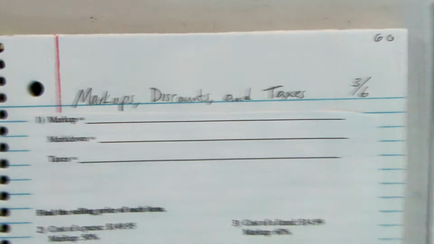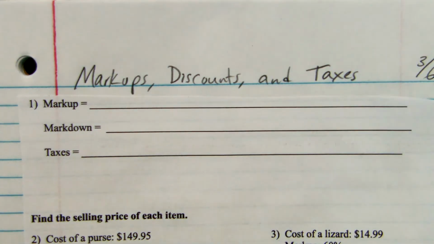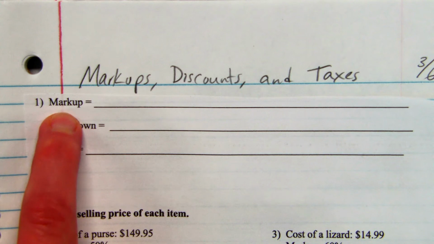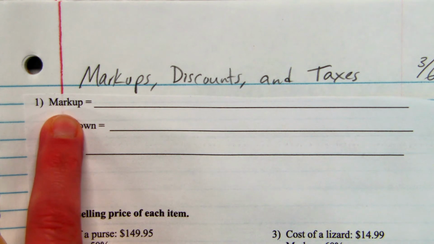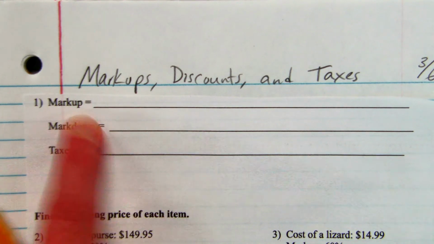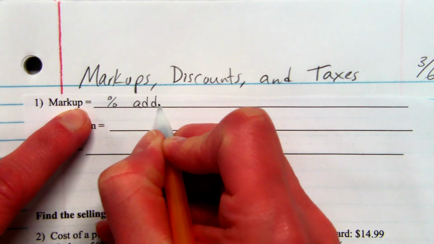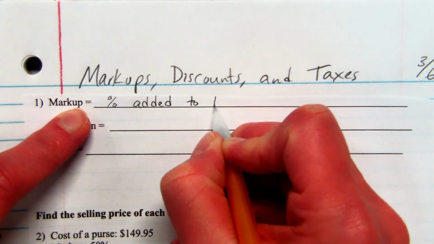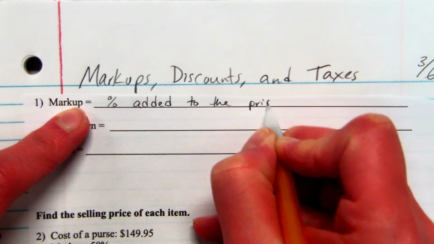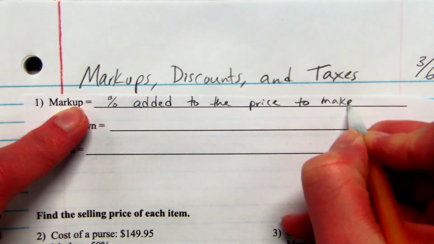All right, so markups, discounts, and taxes. We're going to start by just getting a little bit of vocabulary down. A markup is not a word that most people are familiar with unless you have a business where you sell things. So a markup is a percentage added to the price to make money.